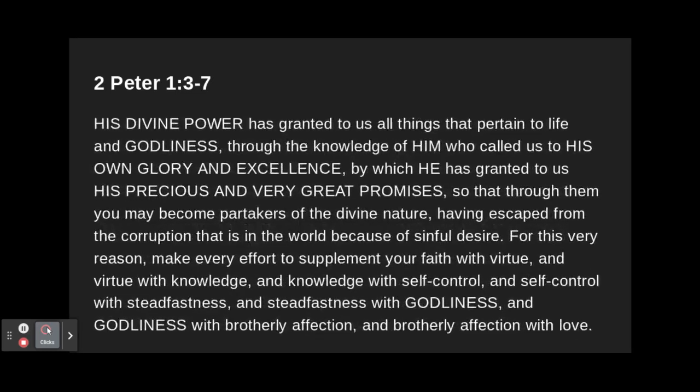2 Peter chapter 1, verses 3 through 7. His divine power has granted us all things that pertain to life and godliness through the knowledge of him who called us to his own glory and excellence, by which he has granted to us his precious and very great promises, so that through them you may become partakers of the divine nature, having escaped from the corruption that is in the world because of sinful desire. For this very reason, make every effort to supplement your faith with virtue, and virtue with knowledge, and knowledge with self-control, and self-control with steadfastness, and steadfastness with godliness, and godliness with brotherly affection, and brotherly affection with love.